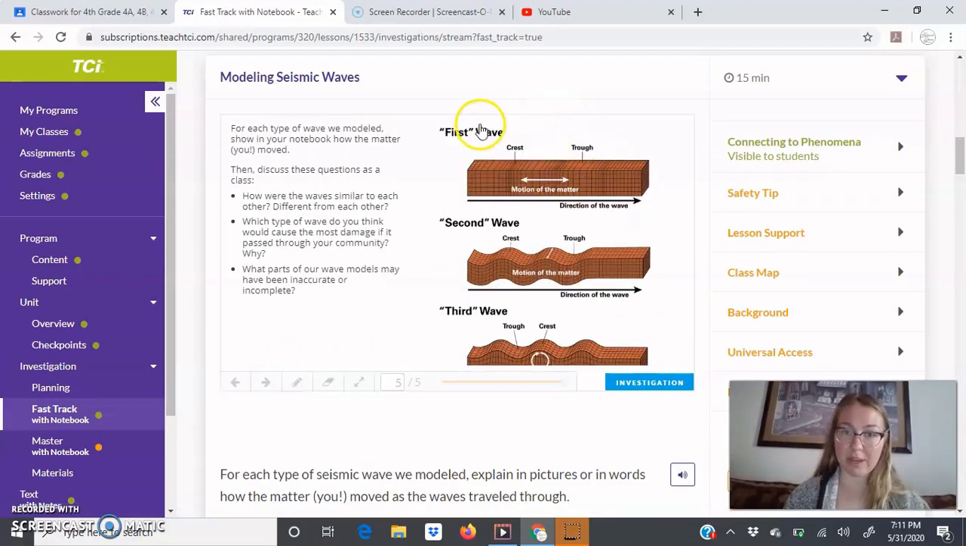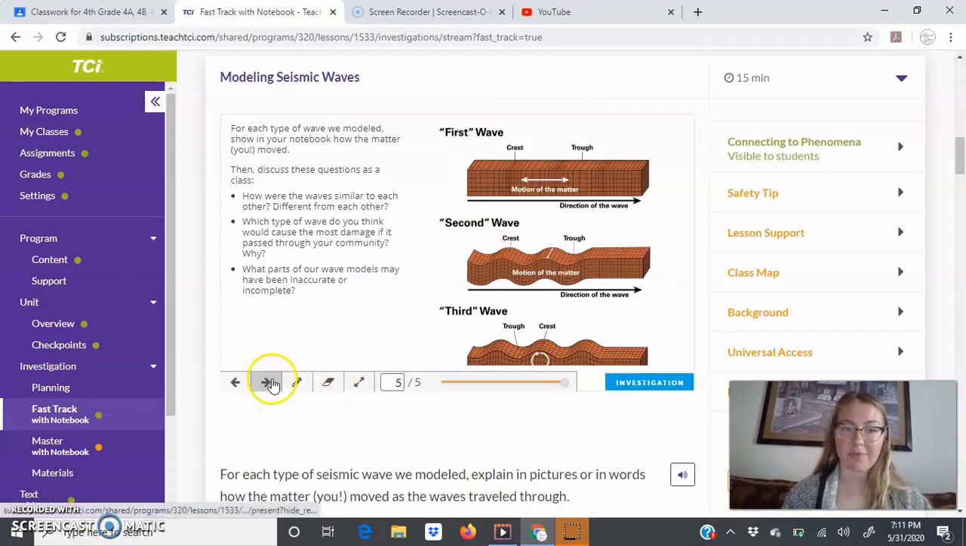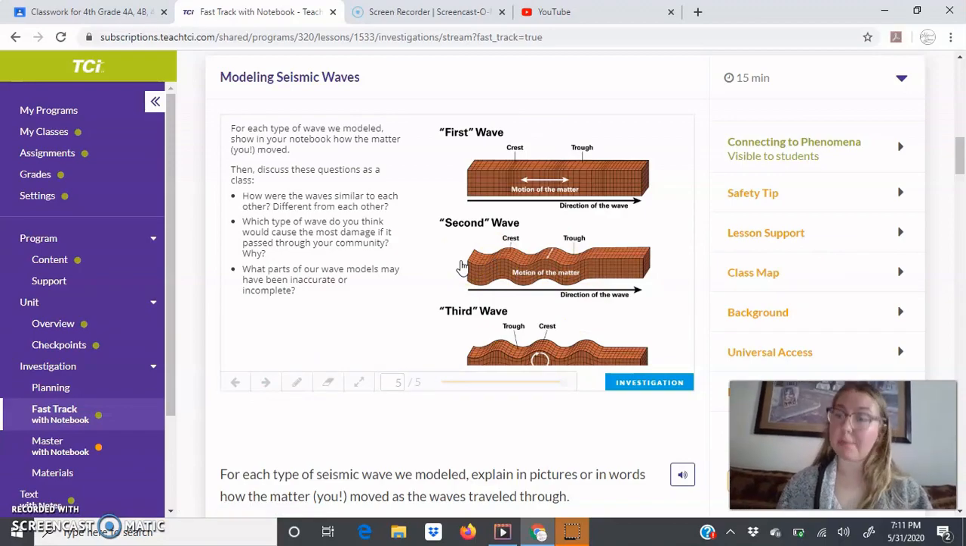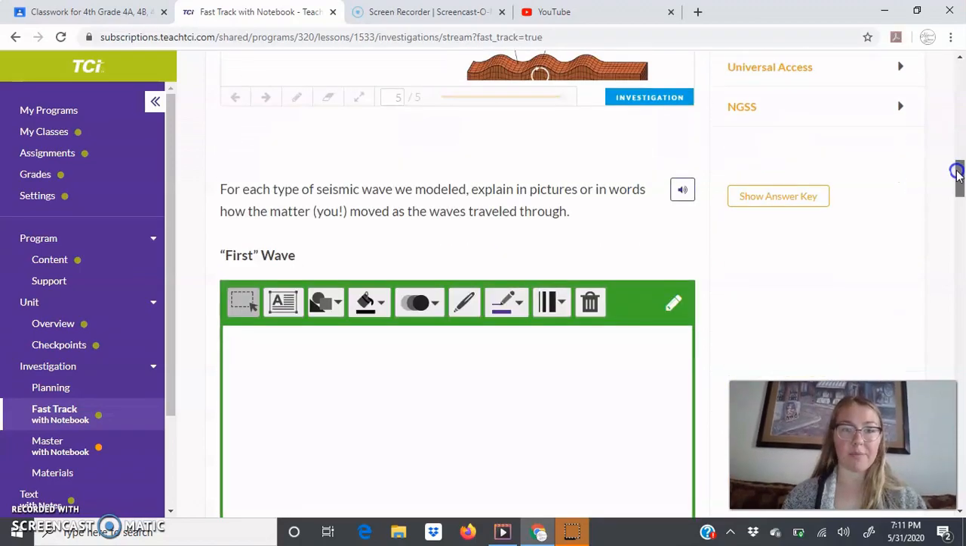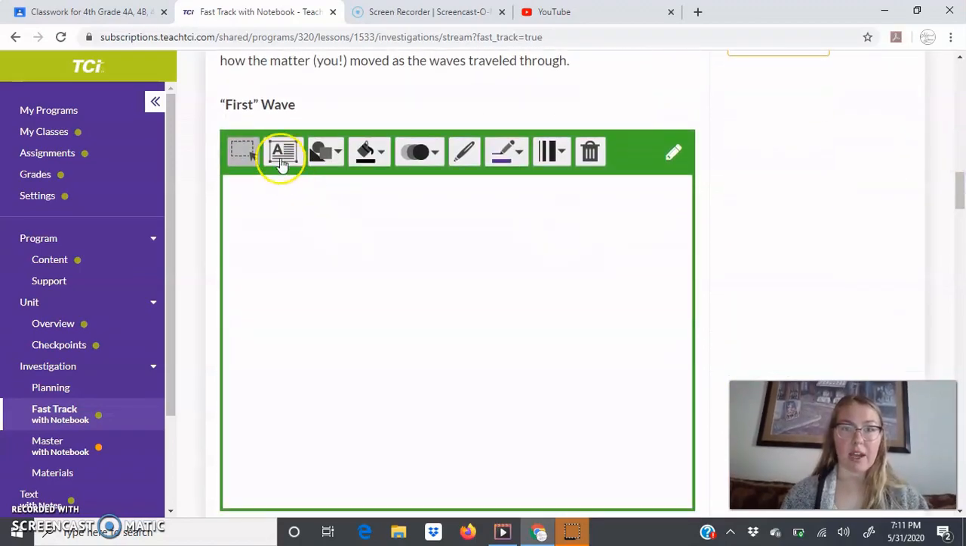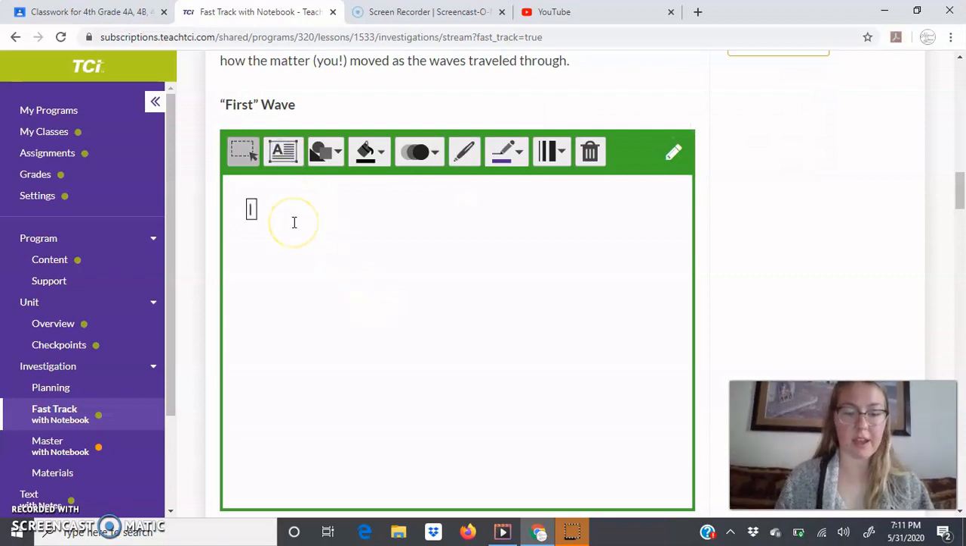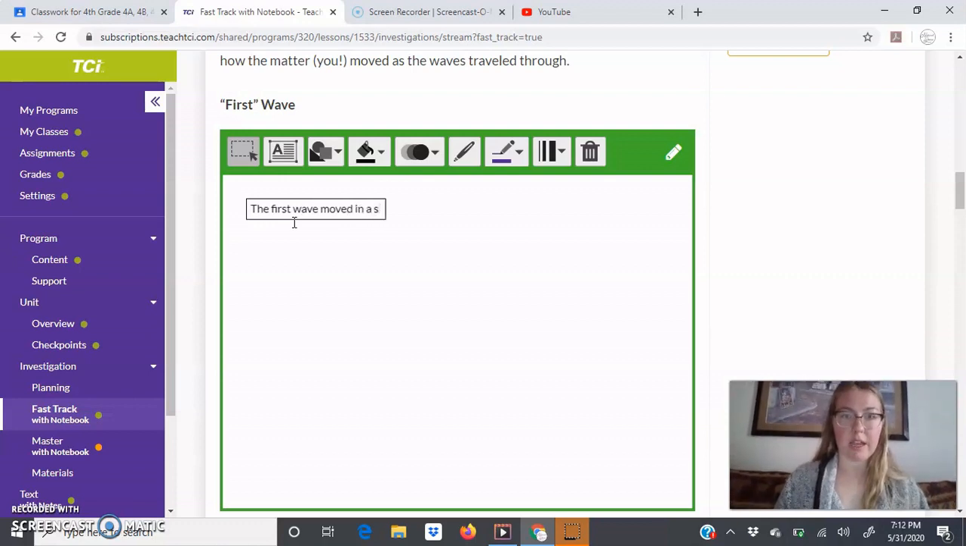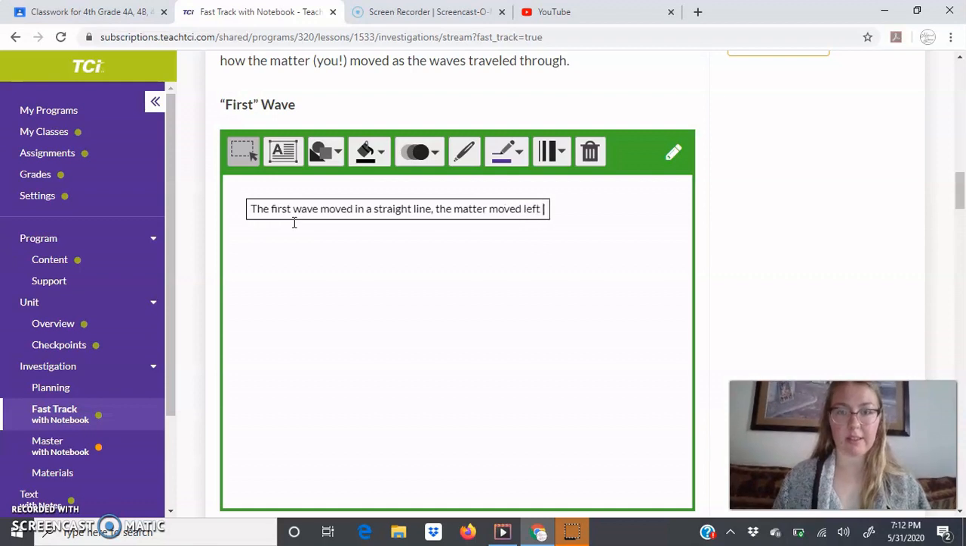So we have our first wave, our second wave, and our third wave. So we now know that there are 3 different types of seismic waves. How are they similar and how are they different from each other? That's what we're going to talk about here. So for our first wave, I am going to say that the first wave moved in a straight line. The matter moved left to right.